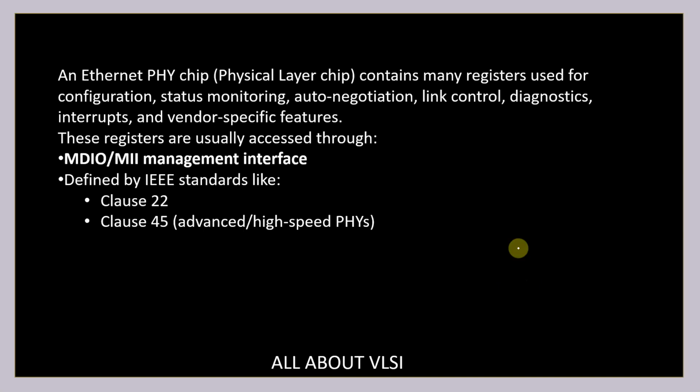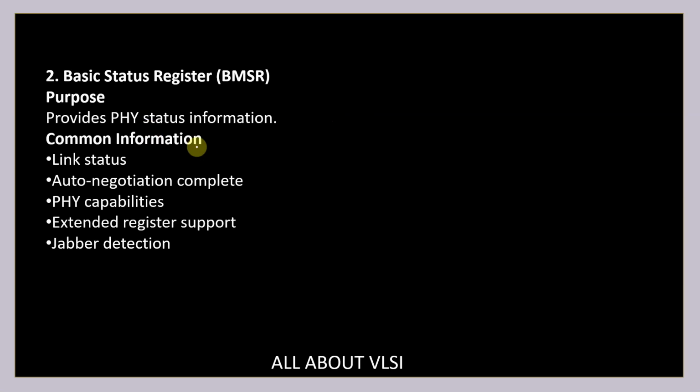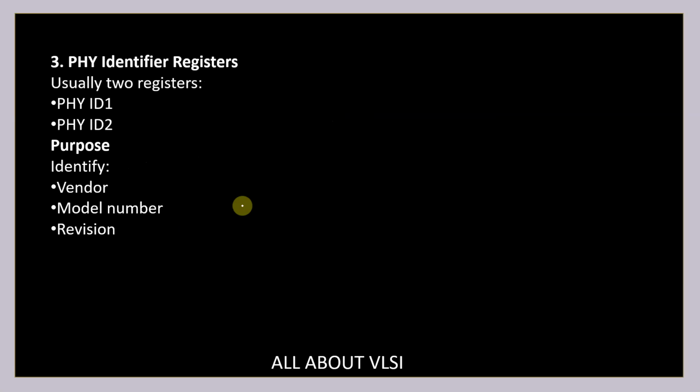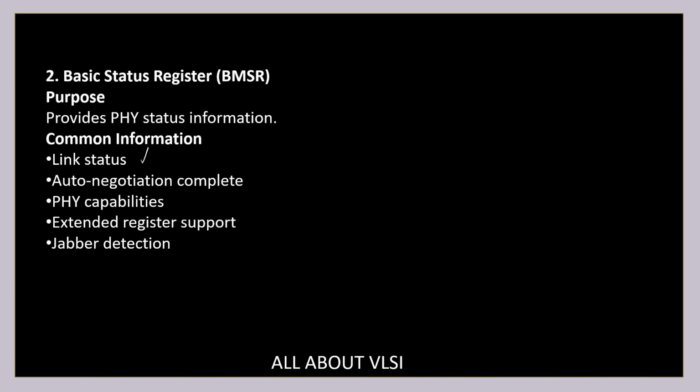Now, what are the registers present in this physical? I can think of the basic control register, BMCR. This register is the most important and it controls the physical operation. And also the basic status register, which gives the status of link, auto negotiation, physical capabilities, etc. And next, the physical identifier registers, like PHY ID1 or PHY ID2. Suppose I have multiple ports, then which particular port will be active, and what is the vendor and what is the model number. So I have different kinds of registers in this physical, right?